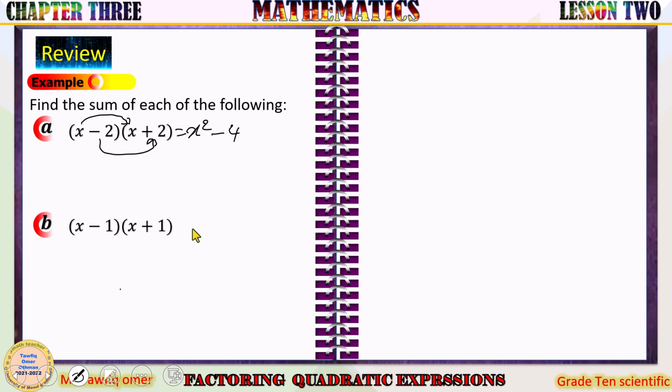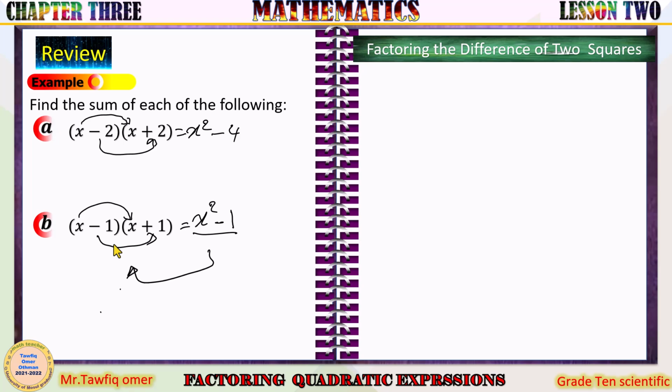Here again is the same thing. Both of them are the same, but the first one is negative and the second one is positive. So multiply the first one with the first one, which is x squared, and the second one with the second one, which is minus 1.